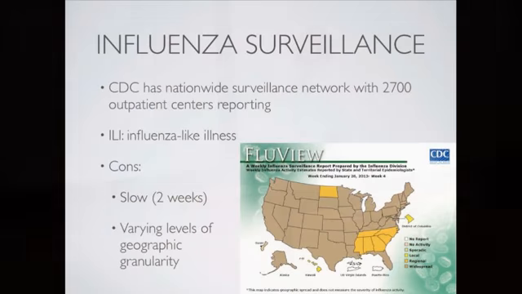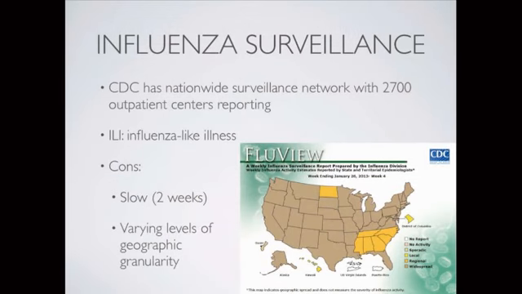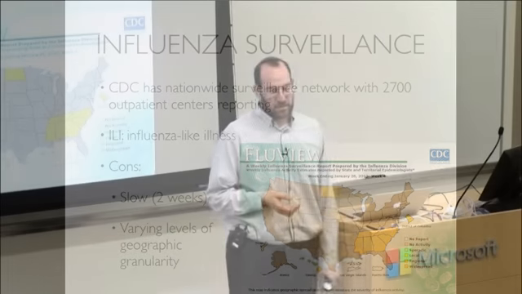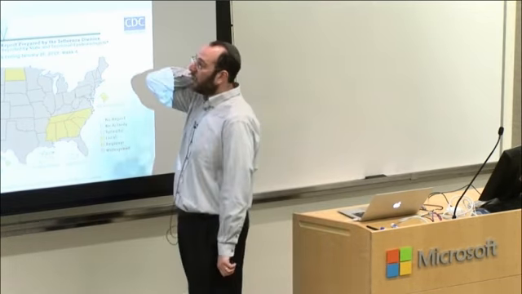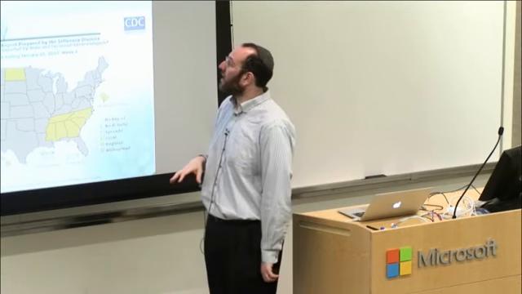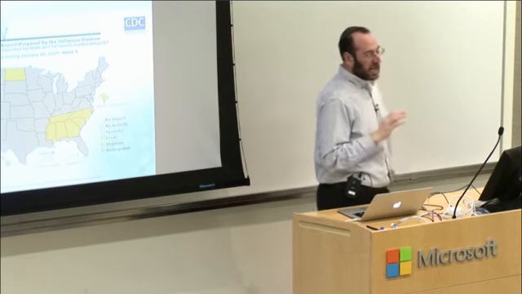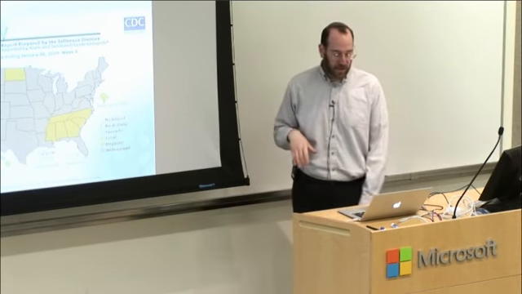Because of that, the CDC invests a lot of time and effort into this problem, and they have a really good influenza surveillance network. It's called FluView, at least that's what they call it when they post the information online. This is a nationwide surveillance network. It has 2,700 outpatient centers, which is hospitals as well as doctors' offices, and they're reporting ILI, which means influenza-like illness. What that means is you go into the doctor, and the doctor says, well, you have a fever, you have the chills, I bet you have the flu, go home and get some rest, right? Or here, take some flu medicine.